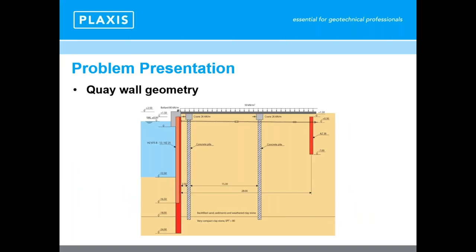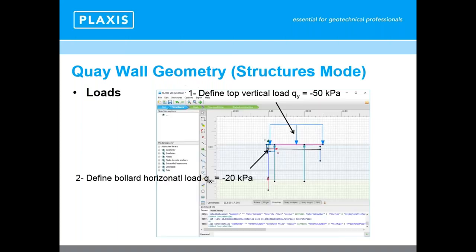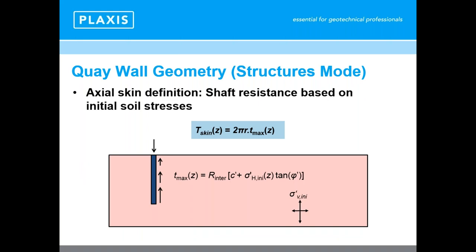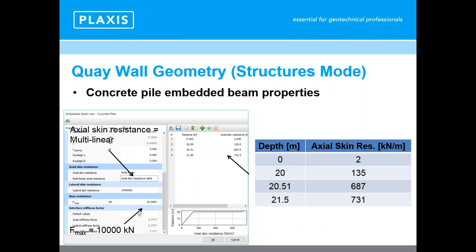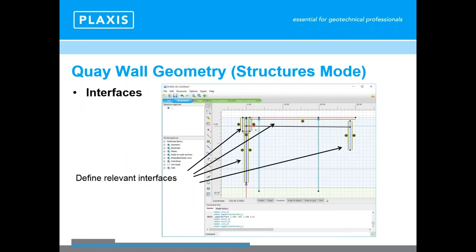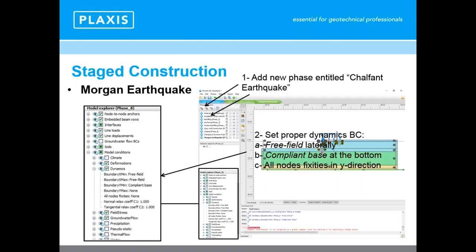The second part of this case study, which will form the last exercise of the day, will be related to the 2D seismic analysis of the quay wall. During this exercise, full model construction will be performed with special attention on pile modeling using the so-called embedded beam row in Plaxis 2D, as well as soil structure interaction by means of interface elements.